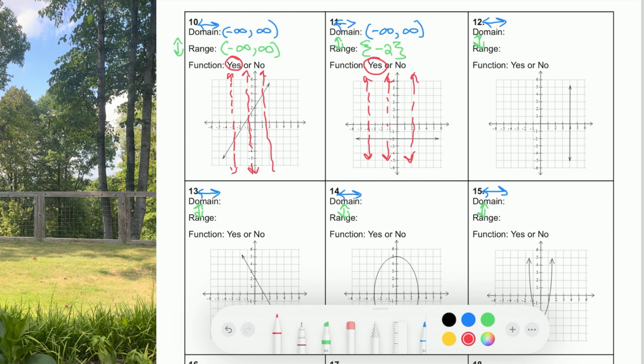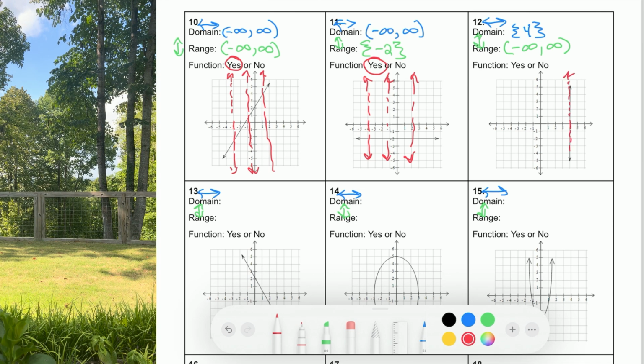Number 12. Looking at our line, does it go left and right? No, it only has one location on our x-axis. It has a location of 4. So our domain is just 4. What about our range? Does it ever stop going up and down? No, these are infinite. So -infinity to +infinity. Is it a function? Well, if I do my vertical line test, look at that. I hit that whole line. So this is not a function.